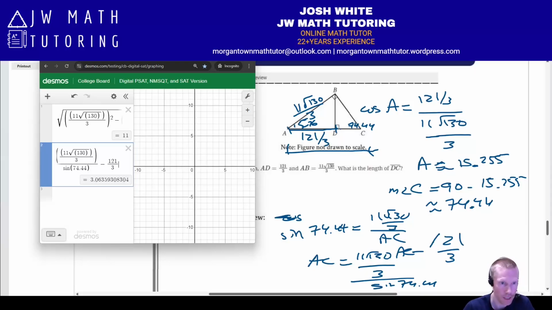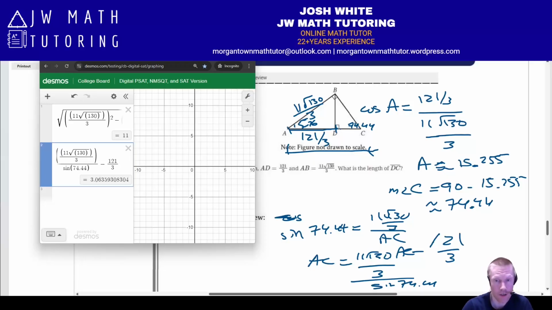Now here's the problem. The 74.44 is not exact. It's rounded off. So ideally you would do this on a graphing calculator where it could carry the full decimal down, and it would come out exactly to 3 for its value. But that's one way you could do it.